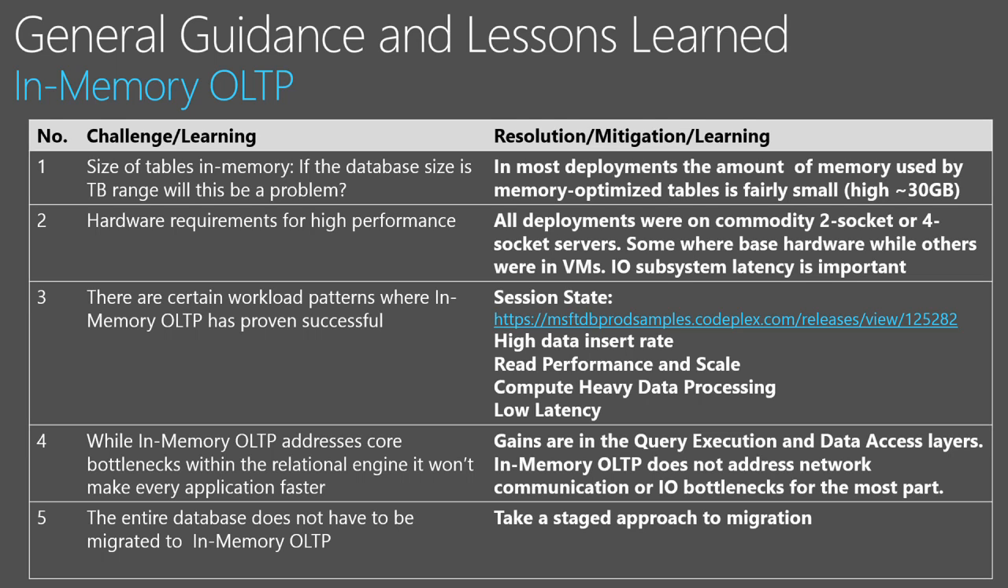Hardware requirements for high performance. All the customers that we have deployed in production are using what I would deem commodity boxes, 2 sockets or 4 sockets, probably a few more on 4 socket than 2 sockets. Some were running on bare metal, others running in VMs as well. The I/O subsystem latency, which we talked about a little bit before, is still very important to consider, particularly in schema and data implementations.